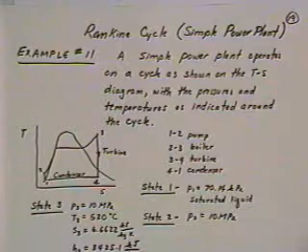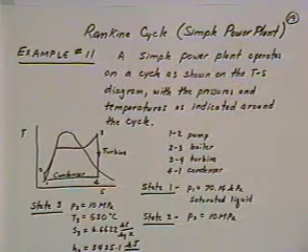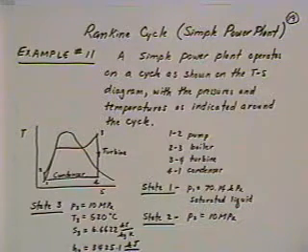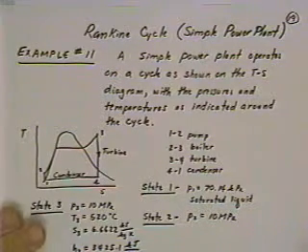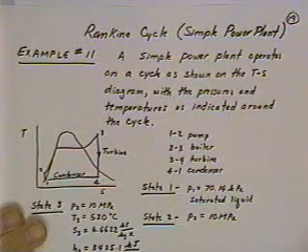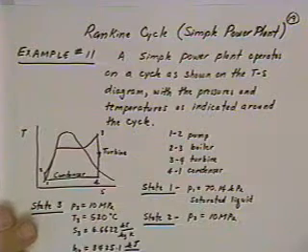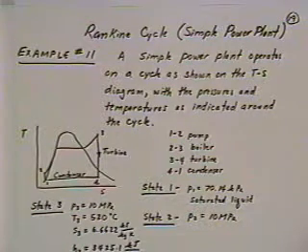Okay, next thing we're going to do here is to take a look at a Rankine cycle, and it's a power plant cycle. This is example number 11. We're on page 19. We got a simple power plant, operates on a cycle that's shown here on the TS diagram. We got pressures and temperatures as indicated around the cycle.